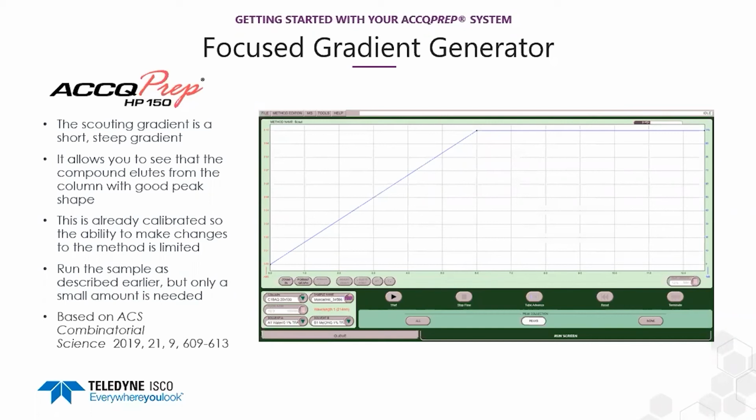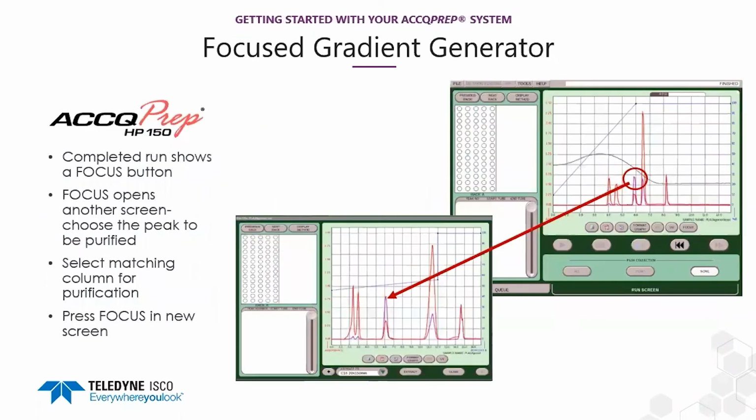The gradient is much steeper than a typical run, just because you want to get the calculation done quickly. The internal scouting runs in the ACCQPrep are all calibrated for you to use, and again, it doesn't matter which column or the size of the column. The target column might be the same as the one used for the scouting run, and this is useful if you have a preparative column with a unique chemistry and no matching analytical columns.